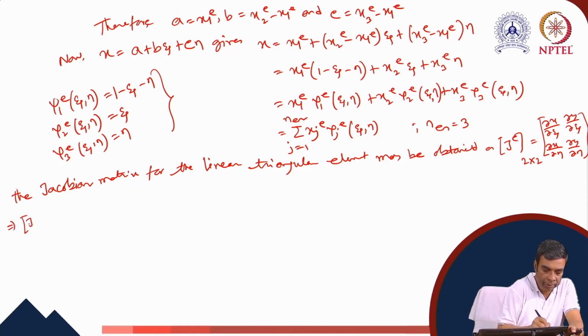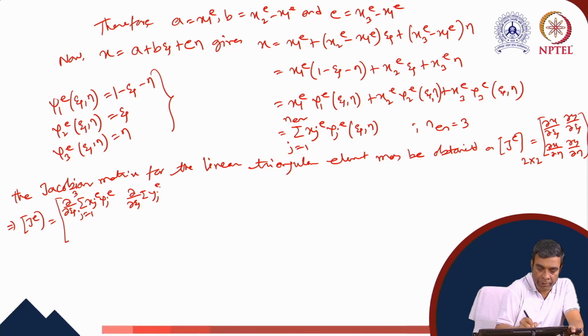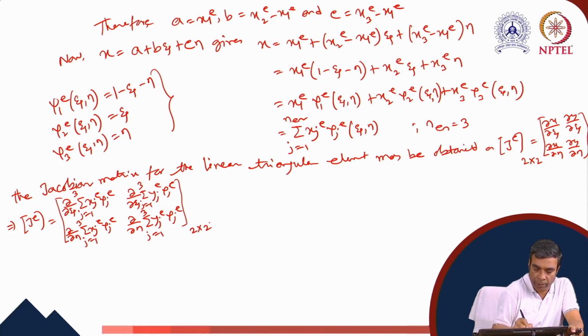This gives us JE equals del xi of the summation of xj psi j, j equals 1 to 3, del xi of the summation of yj psi j, j equals 1 to 3, del eta of the summation of xj psi j, j equals 1 to 3, and del eta of the summation of yj psi j, j equals 1 to 3. So this is a 2 by 2 matrix.